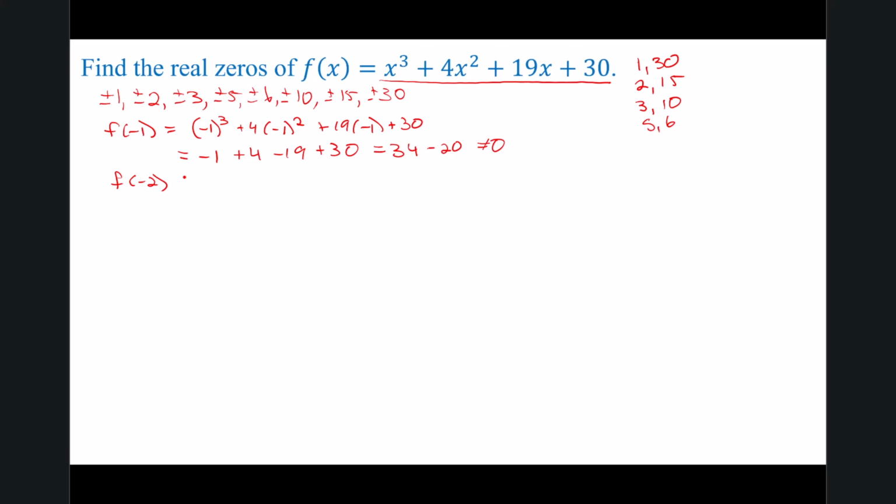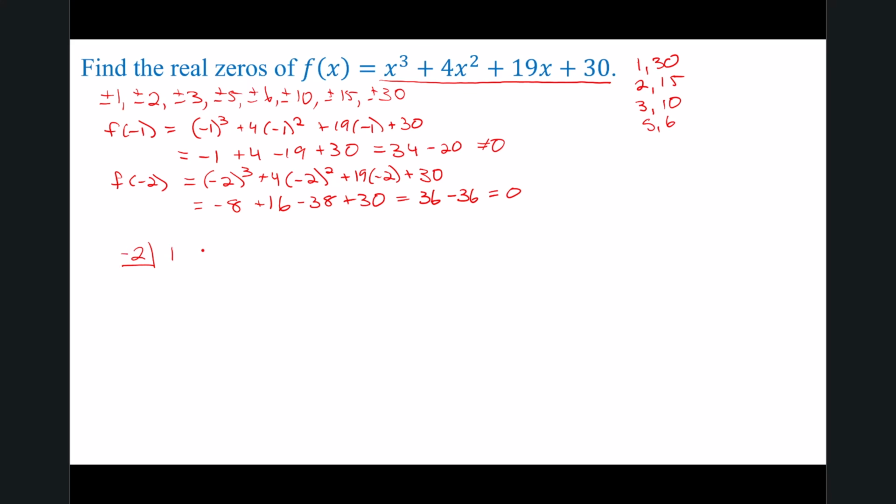Next I'll try negative 2. And I get negative 2 cubed plus 4 times negative 2 squared plus 19 times negative 2 plus 30. So negative 8 plus negative 2 squared is 4 times 4 is 16. 19 times negative 2 is negative 38. And plus 30. So my positive 16 plus 30 is 36. And negative 8 minus 38 is negative 36. 36 minus 36 is 0. So negative 2 works.